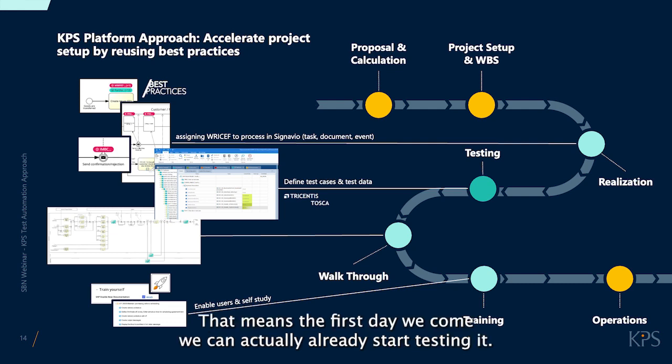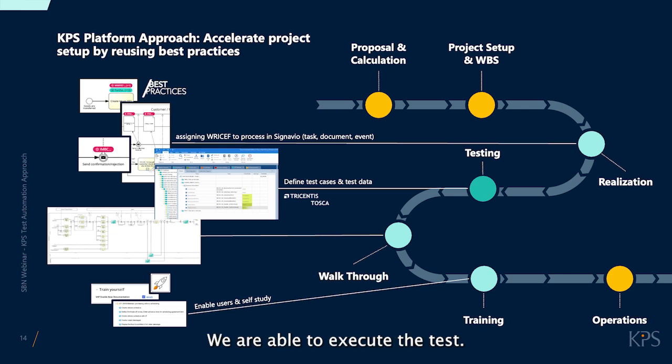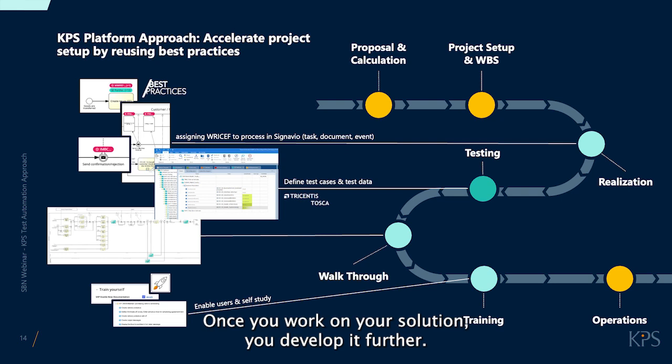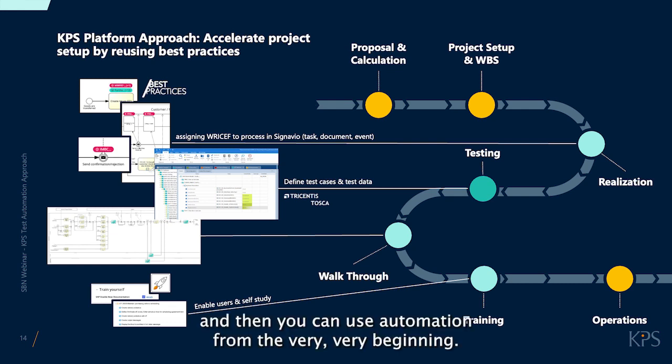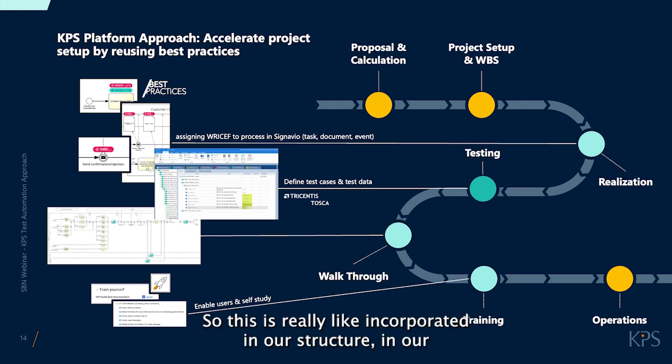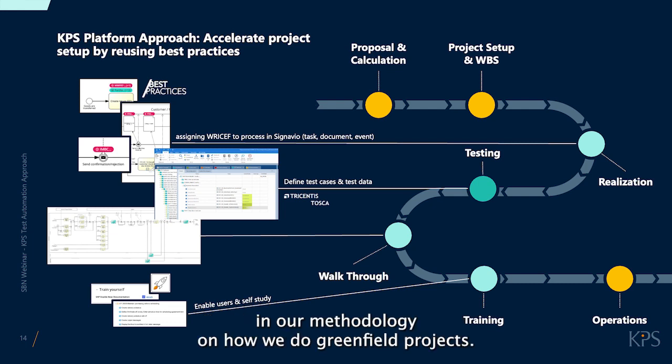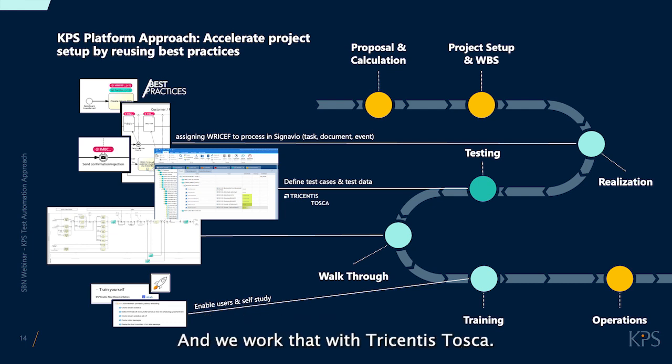That means the first day we come, we can already start testing. We have our system and we are able to execute the tests. This is very helpful once you work on your solution and develop it further, because it's easy to adapt what is already there, and you can use automation from the very beginning. This is incorporated in our methodology for greenfield projects, and we work there with Tricentis Tosca.